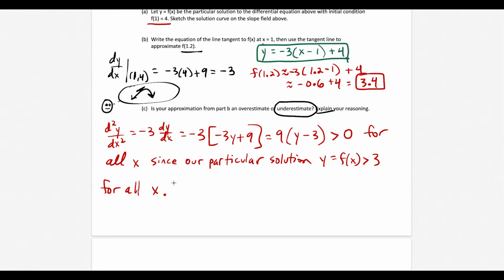So now the conclusion we can draw here, since our second derivative is positive for all x, is that our function y equals f of x is concave up for all values of x, which would then tell us that our approximation is an underestimate.